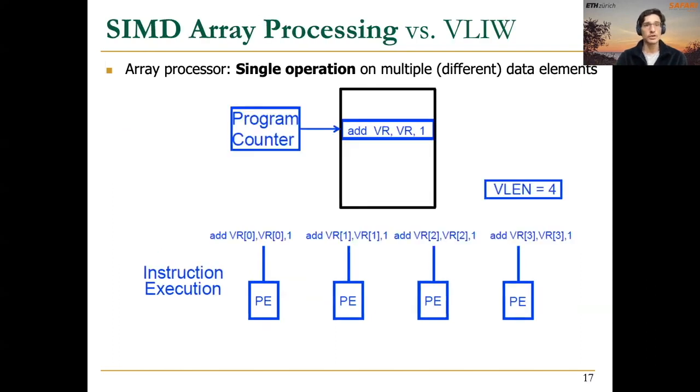However, in the case of SIMD processing, or at least in the case of array processors, because that's the example that we have here in the slide, this is an array processor with different processing elements that are, let's say, homogeneous. So here, it's actually the other way around. Instead of having a long instruction with multiple small instructions, we have one single instruction, and this single instruction is executed on the different data elements that are accessed by the different processing elements.